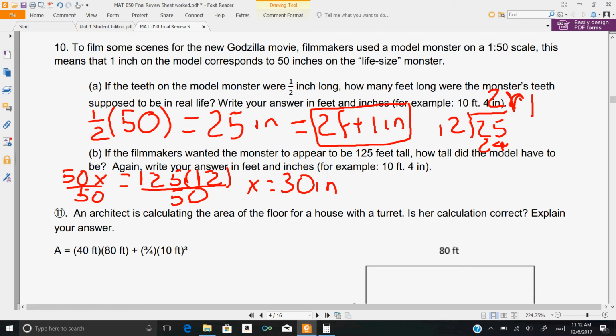But I need it in feet and inches. So once again, I'm going to see how many feet are in 30. And once again, I get 2. It gives me 24. And I'm left with 6. So I have 2 feet with a remainder of 6. Or in other words, I have x equals 2 feet, 6 inches.